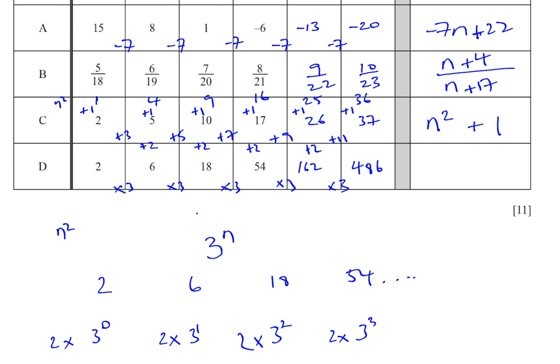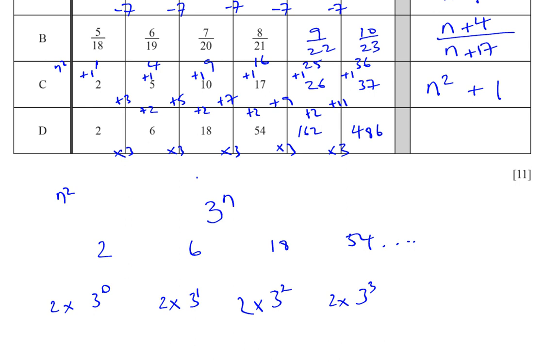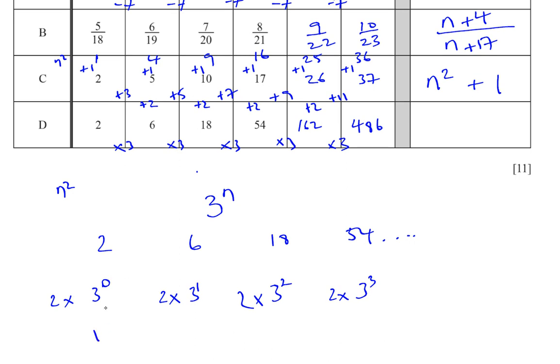So I can see that for the first term, I need to have 2 times 3 to the power of 0. So the first term is 2 times 3 to the power of 0. So this is n. The second term, I have 2 times 3 to the power of 1. The third term, I have 2 times 3 to the power of 2. The fourth term, I have 2 times 3 to the power of 3.